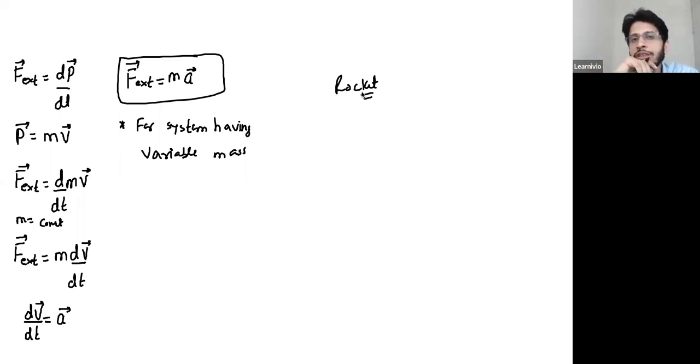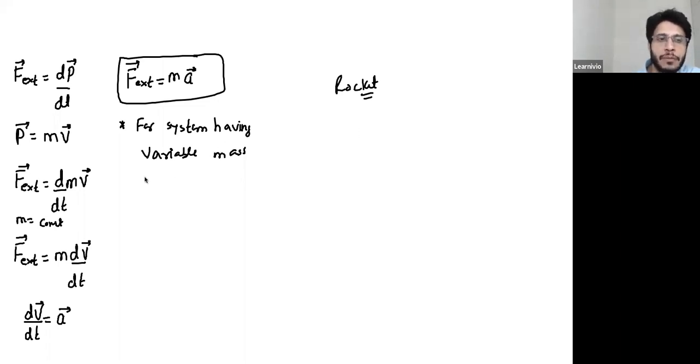You can take one more example. If you take a balloon, the major mass in a balloon is that of air. If you allow the air to move out of the balloon, then the mass of the balloon keeps on decreasing.